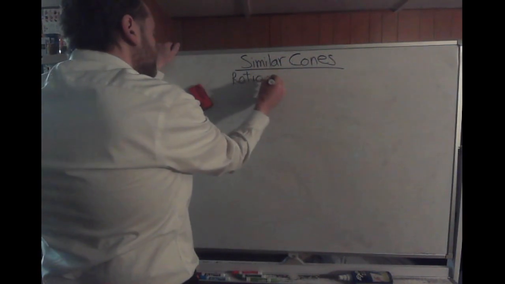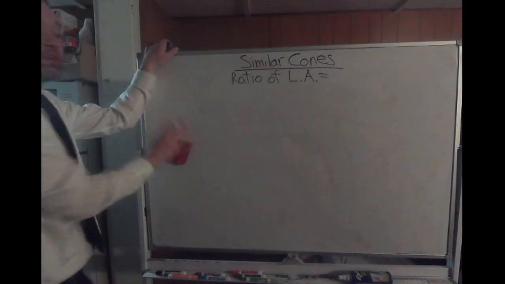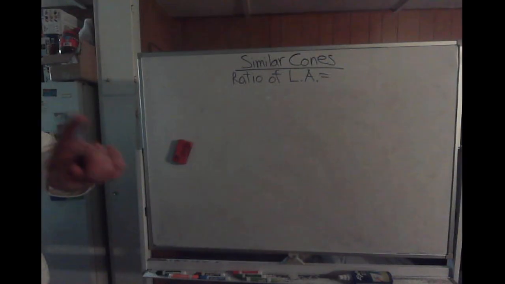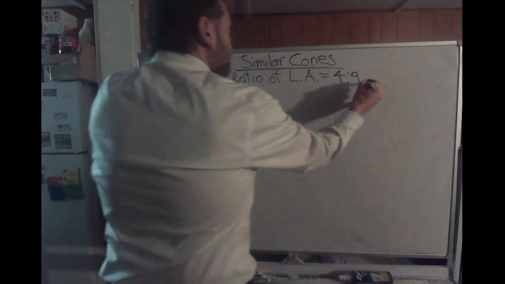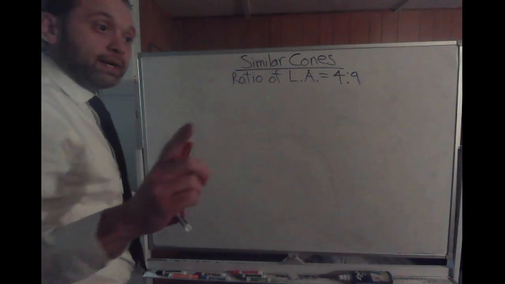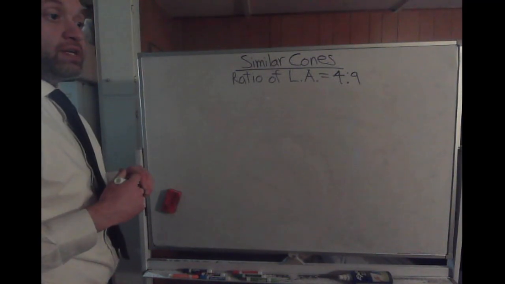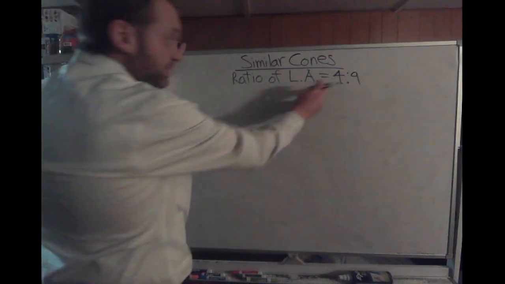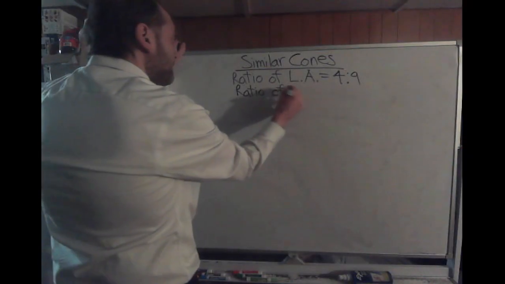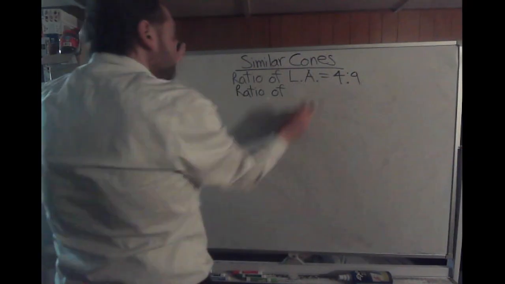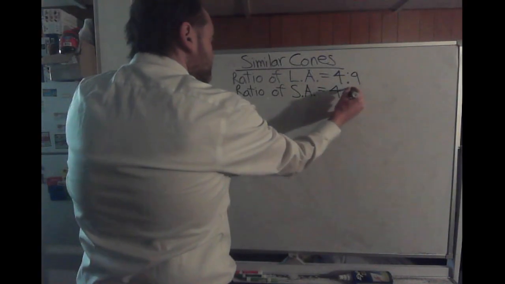So we have 2 similar cones, but this time they start out giving you the ratio of the lateral area. The ratio of the lateral areas is 4 to 9. Now, they do ask you for the ratio of the surface areas also. So the ratio of the surface areas would be the same as that of the lateral area. It would also be 4 to 9.